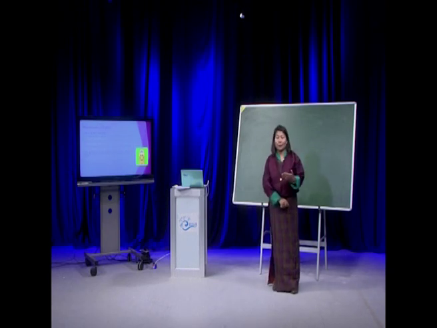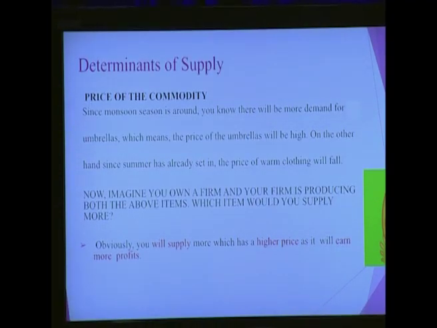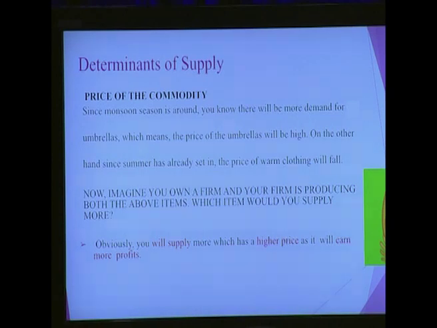All right, let's look at this. Obviously, you will supply more of the item which has a higher price, as it will earn more profits. So producers are motivated to produce goods and services because they have a reward. And what is the reward? The reward is the profit.